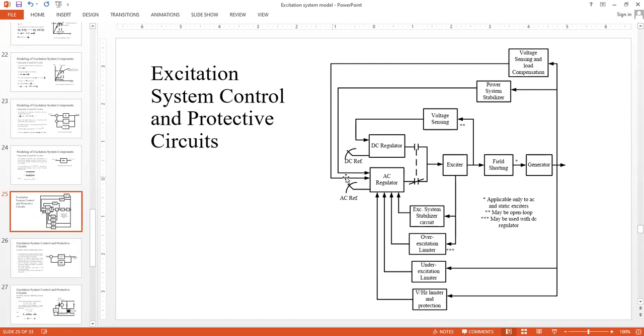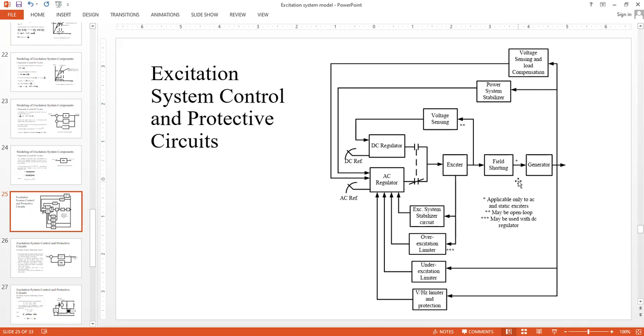And the AC voltage regulator, you directly feed your AC voltage. So that is the output terminal voltage actually. The same signal could also be fed back to your AC voltage regulator through the power system stabilizer block, which is one sort of controller, a supplementary controller. We'll take the detail of it later on, inshallah.